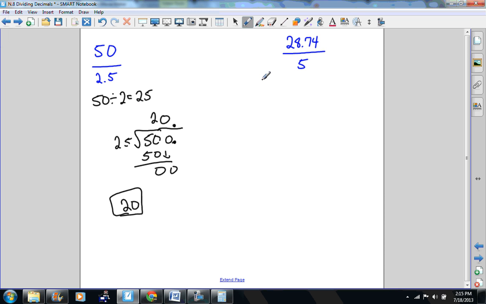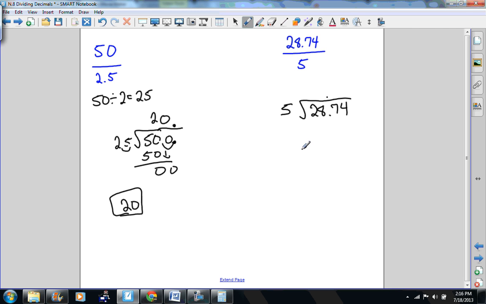In a problem like this, where we did have a decimal here, we need to take it and move it 1 to the right for both numbers. Now, if there's 2 decimals, you'd have to move it twice. 3, you'd have to move it 3 times, and so on and so forth. So for this one here, we have 28.74 divided by 5. Now, we do not have a decimal here, so we're fine.